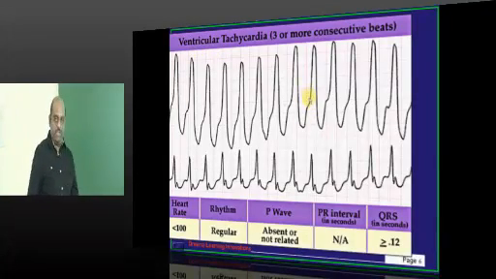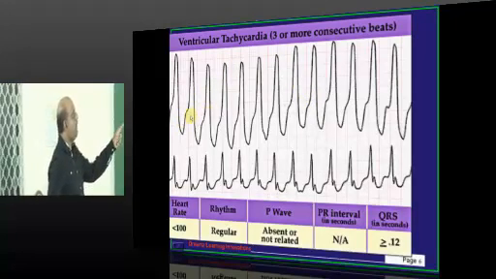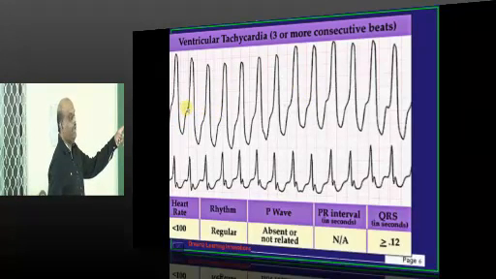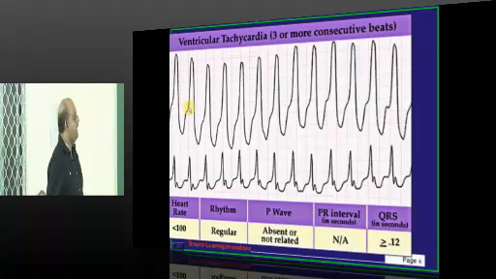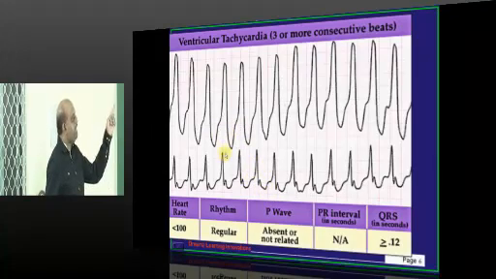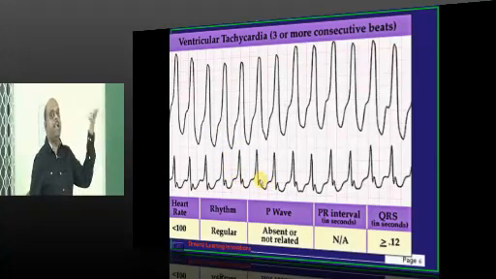So this is a typical ECG, doctor. What you have is a broad complex QRS more than 0.14 and a regular rhythm, and the P wave is either absent or it is not at all related to the QRS.